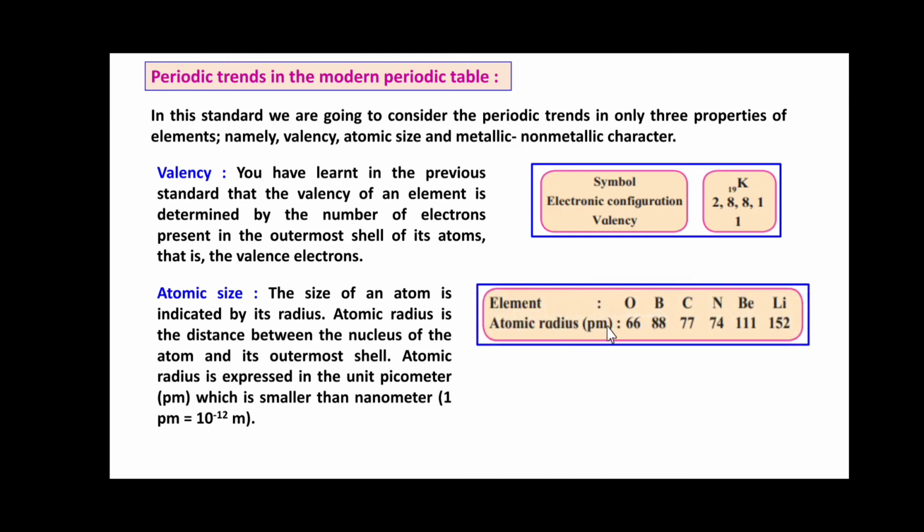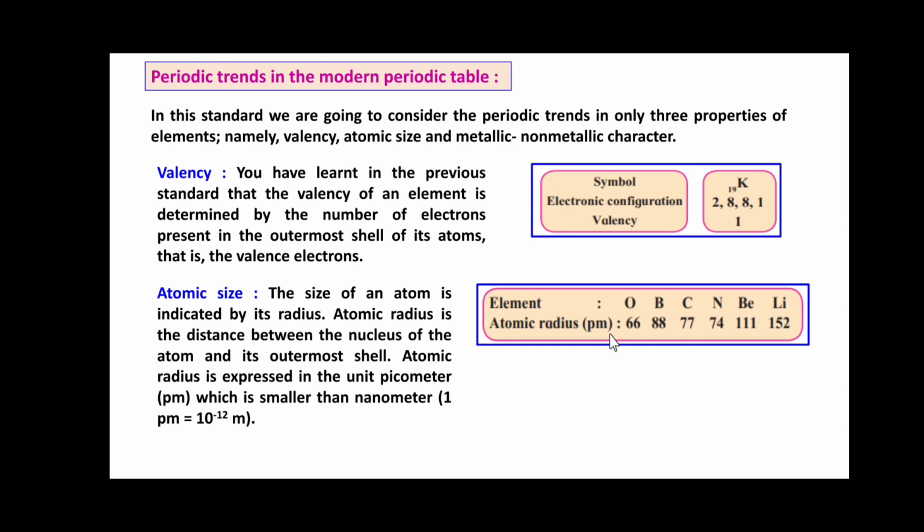You could see the elements O, B, C, N, Be, Li: oxygen, boron, carbon, nitrogen, beryllium and lithium, with radii 66, 88, 77, 74, 111 and 152. You'll find that the atomic radius goes on decreasing while going from left to right within a period.